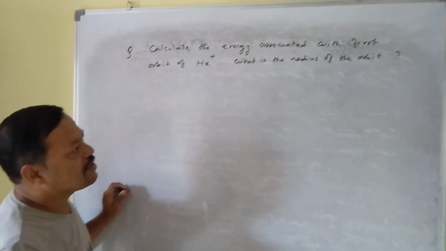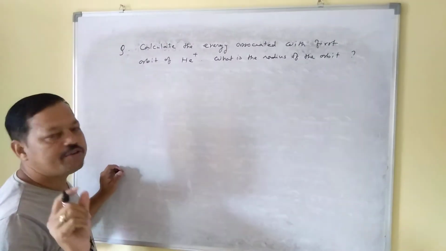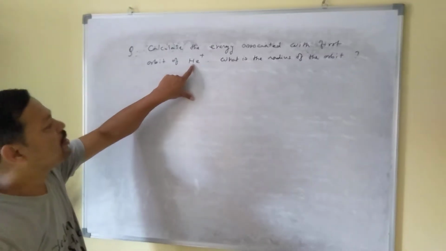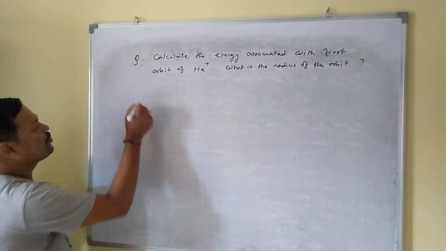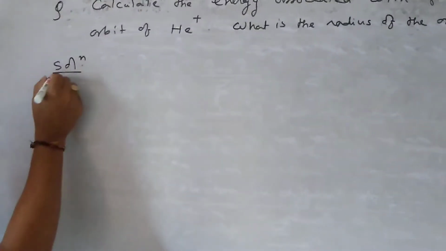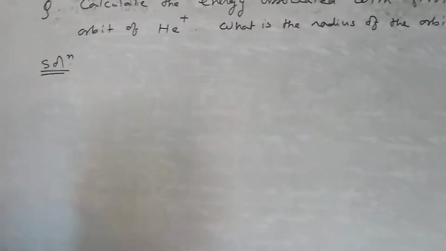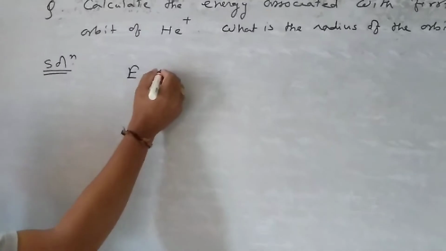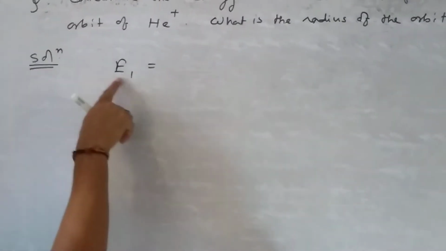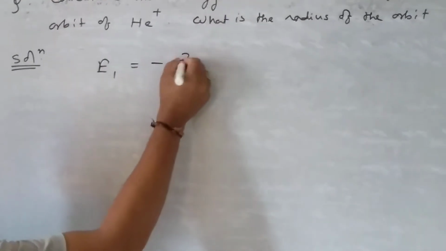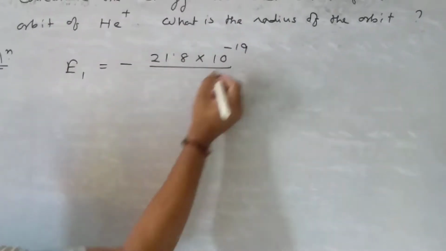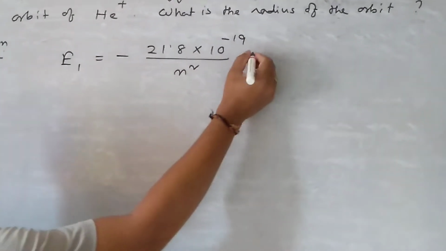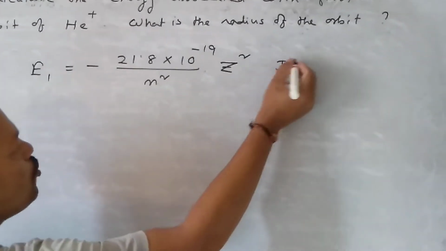As you know, these formulas to determine energy and radius are applicable only for hydrogen or hydrogen-like particles. Helium ion is also one example of a hydrogen-like particle because it contains only one electron. So you can apply that equation. If you want to determine the energy associated with the first orbit of helium ion, then you can write E1. Already you have got the formula. E1 means energy of the first orbit. The formula was minus 21.8 into 10 to the power minus 19 divided by n square, whole thing multiplied by Z square, in terms of joule per atom.